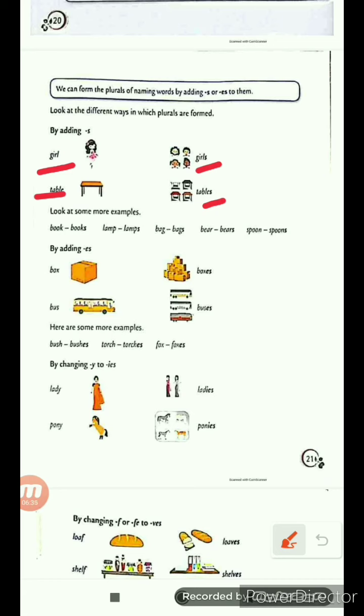Now there are some more examples. Look at some more examples. Book, books. Lamp, lamps. Bag, bags. Bear, bears. Spoon, spoons. So you can see in all these plural words, s is added to the naming words. Okay.